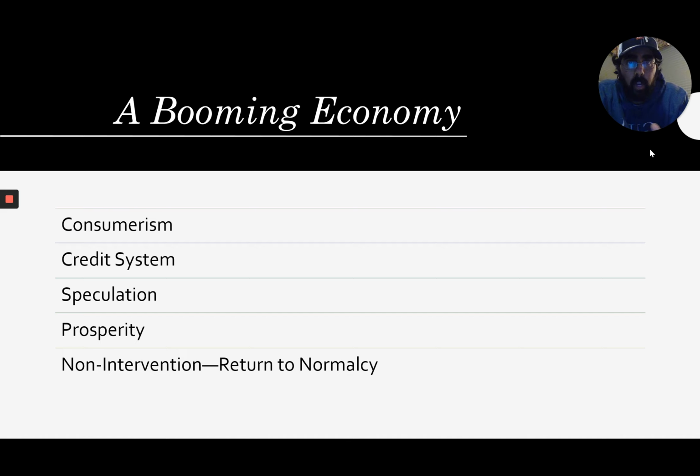But there's also the credit system, right? That's the whole, okay, you can put a little bit down now, and then pay back in installments. There's speculation. There's obviously prosperity going on. And there's that idea of non-intervention and returning to normalcy.